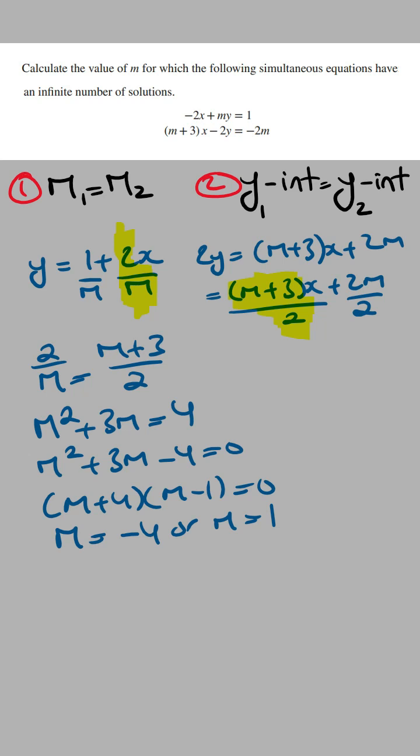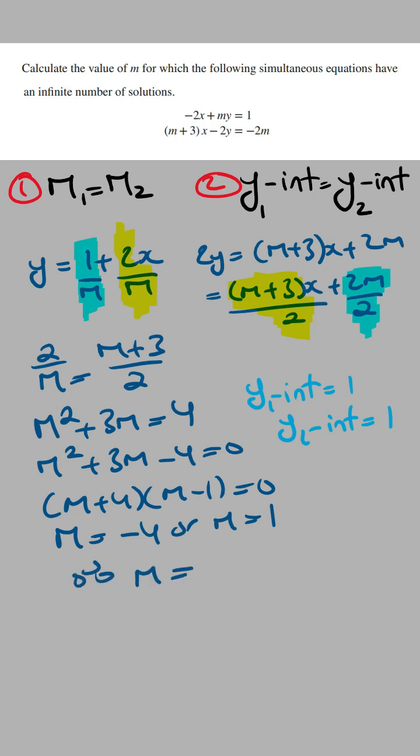Then what we need to do is find for which of these values the y-intercepts of the lines will be the same. The y-intercepts of the lines are going to be these values. And so if we sub in m is equal to 1 into the first y-intercept, this is going to equal 1 over 1, which is equal to 1. And if we sub this into the second y-intercept, this is equal to m, and so this is just also going to equal 1. And so for this value of m, both conditions are going to be met. Therefore, when the value of m is equal to 1, we're going to have an infinite number of solutions.